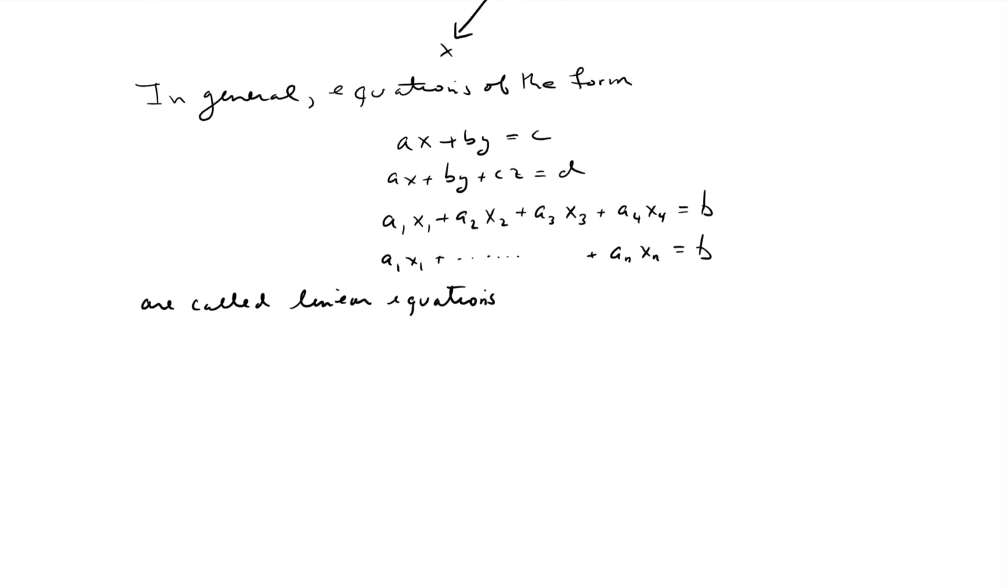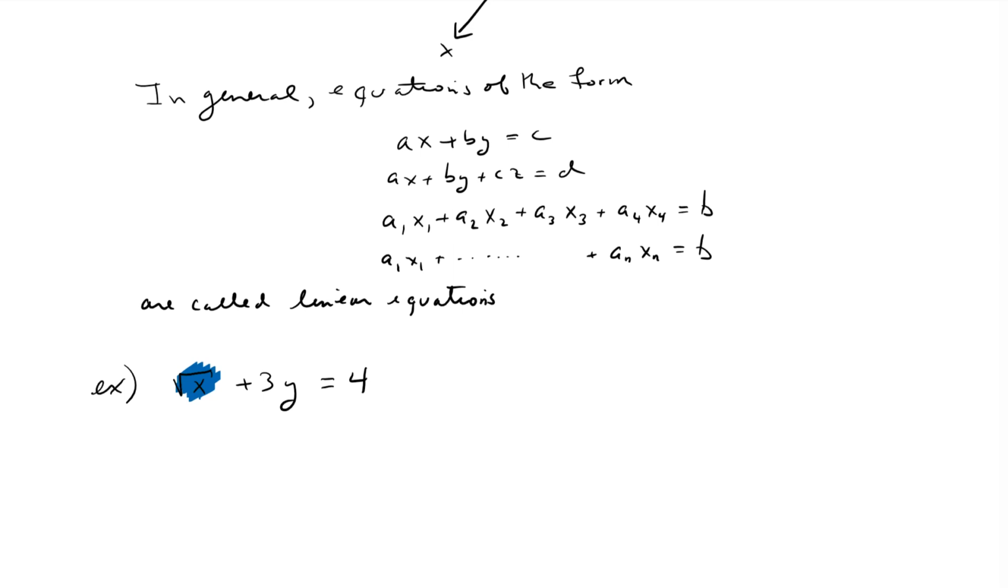So maybe let's go through a list here. Let's say I have this: square root of x plus 3y is equal to 4. Now, is that a linear equation? Well, let's take a close look, especially at this term. This is not a constant times x.